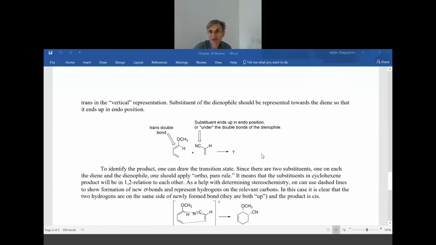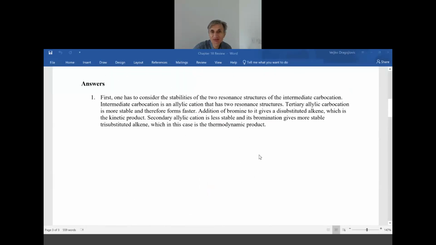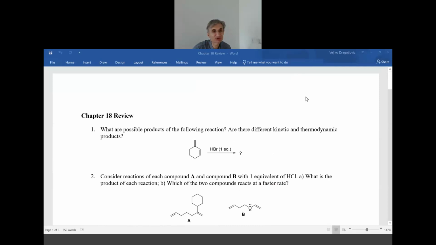And this completes this relatively brief review of chapter 18. So this is actually a combination of the most important aspects of chapter 18 and also a little bit more complex concepts of chapter 18.